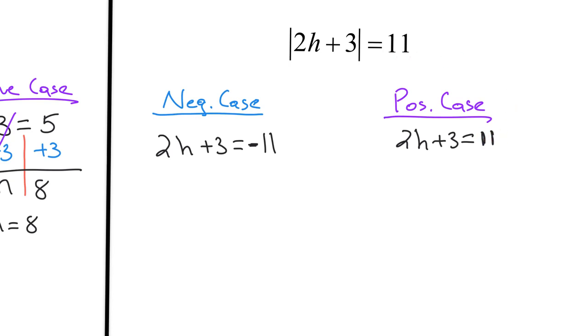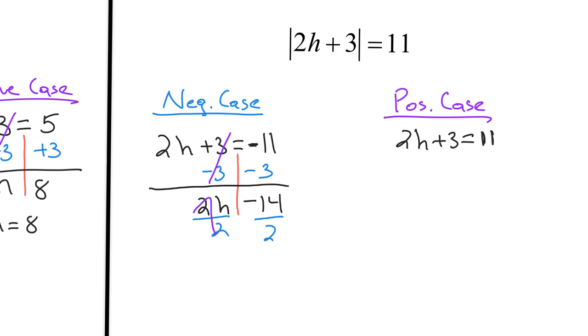Now we need to solve each equation. So I am going to draw the line. I'm going to do the opposite of the constants right here. So those 3's cancel. I bring down the 2h, and I get -14 on this side. I'm going to divide by 2. So h equals -7. So that's one of my solutions.